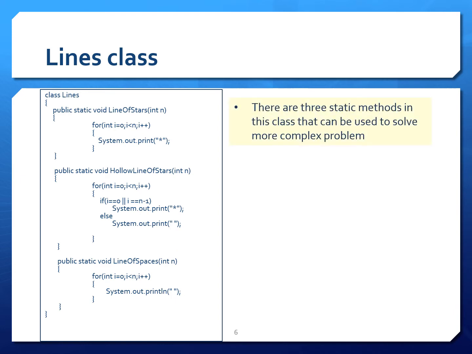There are 3 static methods in this class that can be used to solve a more complex problem. The 3 static methods are lineOfStars, hollowLineOfStars, and lineOfSpaces.